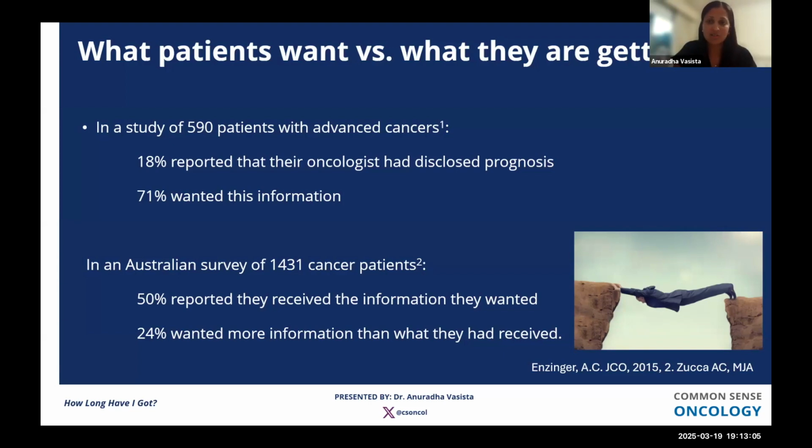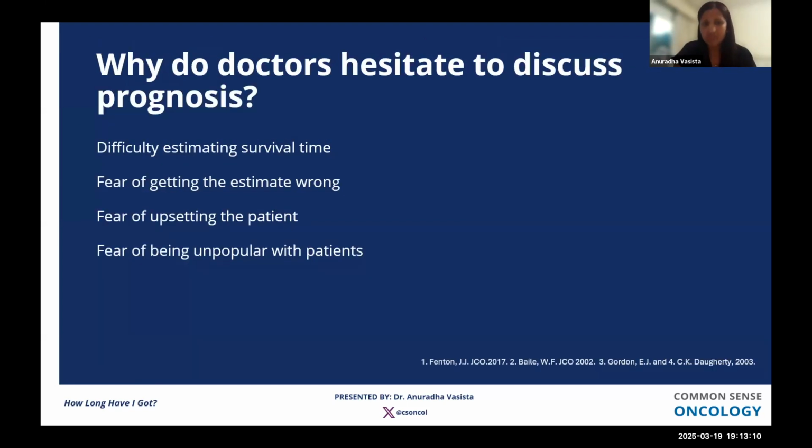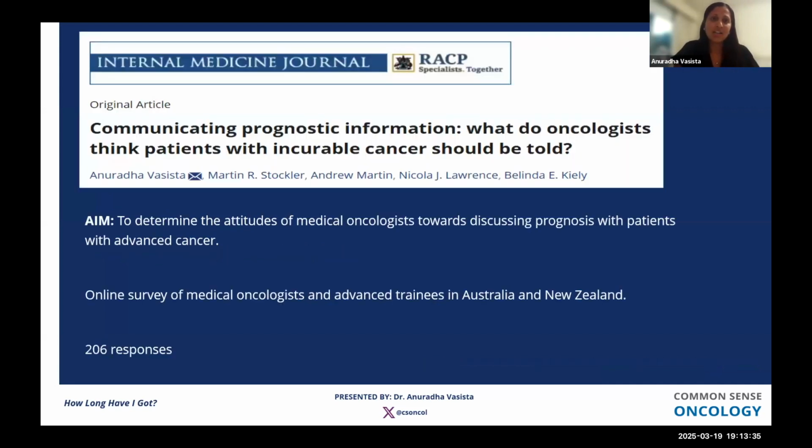And given that those studies were over 10 years ago, our group surveyed, sorry, I'll move on to that. So a few things. Why do doctors hesitate to discuss prognosis? This is the summary of the data from about 10 years ago: the number one thing was difficulty estimating survival time, then fear of getting the estimate wrong, fear of upsetting the patient, and fear of being unpopular with patients.